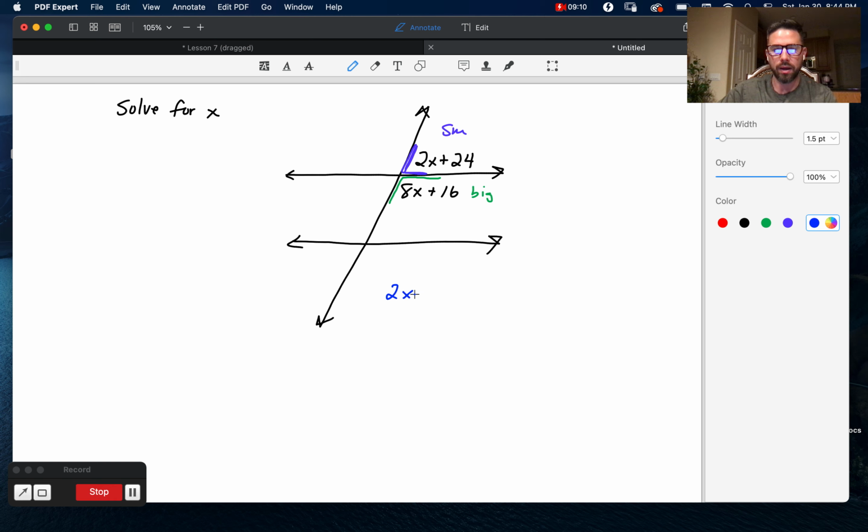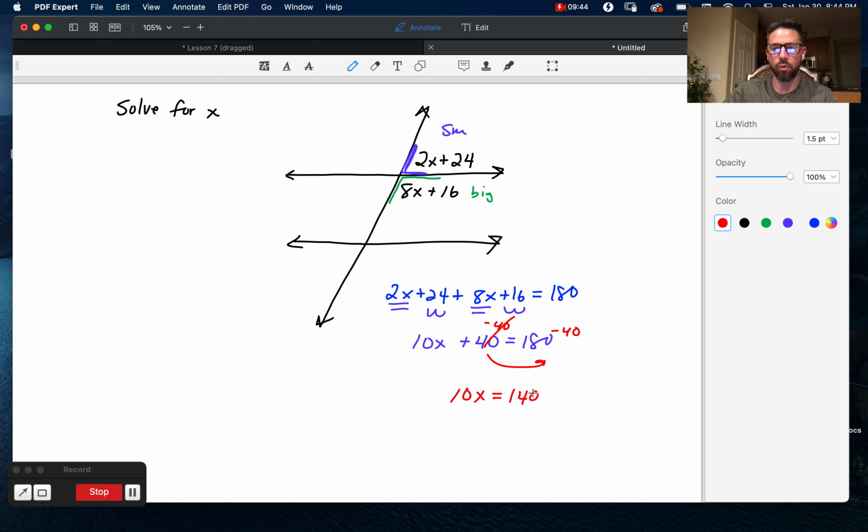So let's add them. We'll say 2x plus 24 plus 8x plus 16 equals 180. Okay, so let's combine like terms. 2x and 8x is 10x. And then we have 24 and 16, I think, is 40, equals 180. Okay, then you got to subtract this 40 over to the other side. Minus 40, gone.